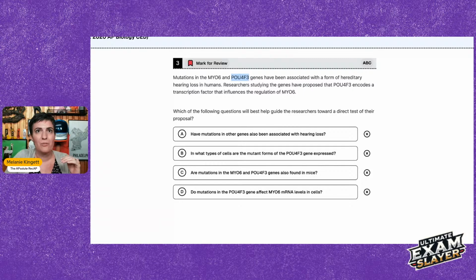Replace them. Mutations in the hot dog and hamburger genes. It doesn't matter what they're called. What matters is, can we put forward information from this? So I'm going to follow my own advice. I'm going to jump to the question.